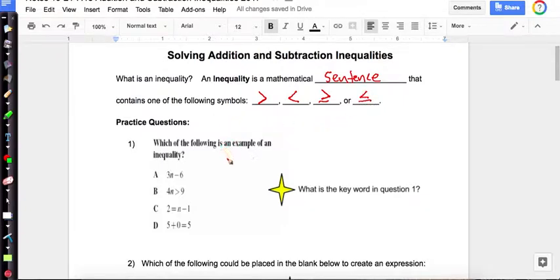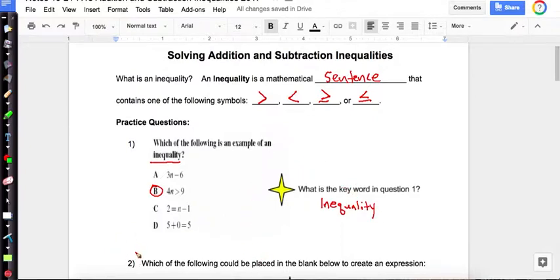Okay, so my question is, now that we know what an inequality is, which of the following is an example of an inequality? So which one of these has one of those symbols? Good, the correct answer is B. So what is the keyword in question one? The keyword was inequality, and we should have probably done the keyword first. So sorry about that.